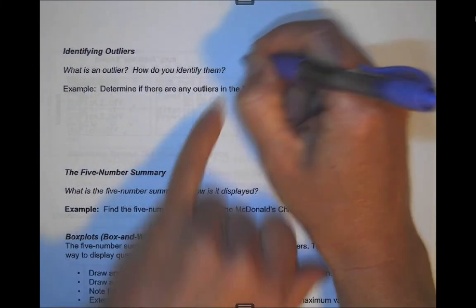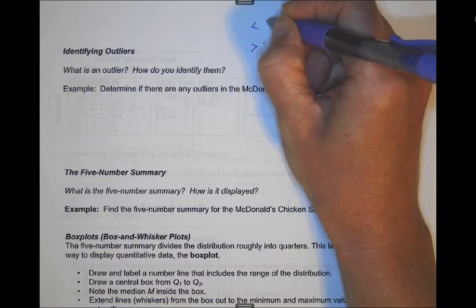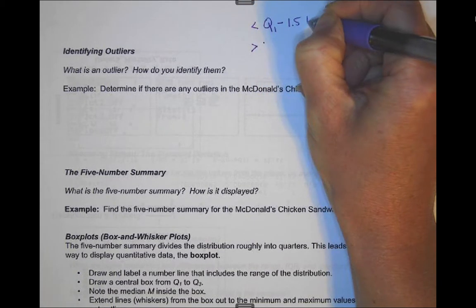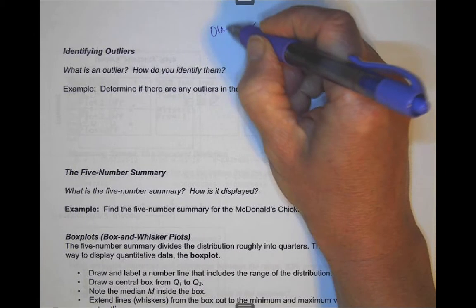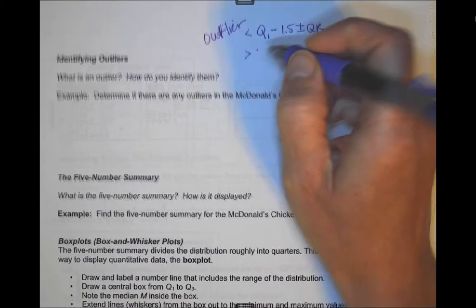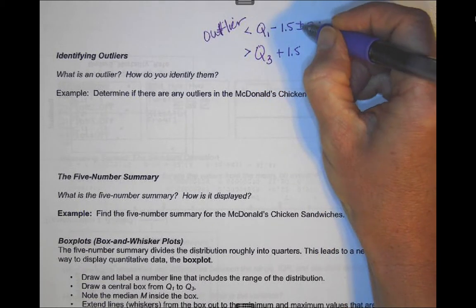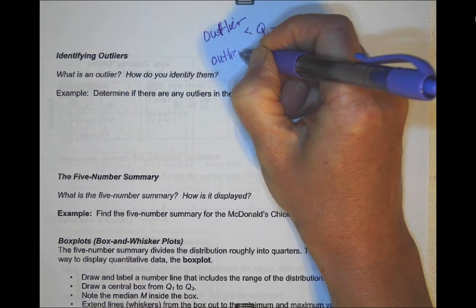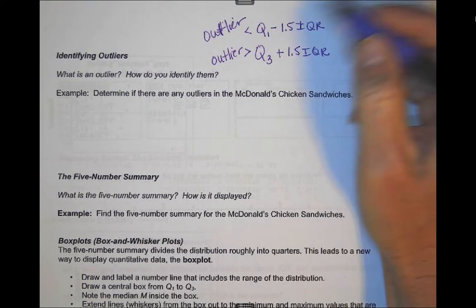So the rule of thumb that we're going to use is that an outlier is going to be, if I take Q1 and I do 1.5 times the IQR and I subtract that from Q1, anything less than that value is going to be considered an outlier. I'm also going to go in the other direction. So Q3 plus 1.5 times the IQR. Anything larger than that is considered an outlier. Okay? So to identify them, we're just going to use that rule right here.